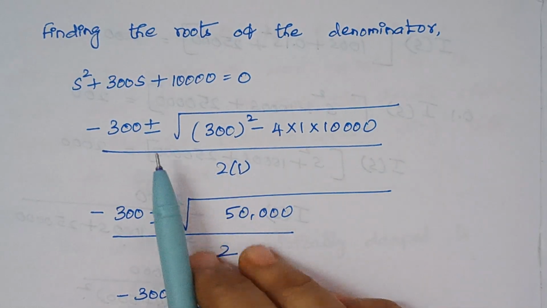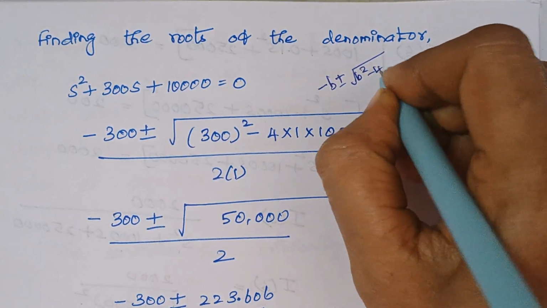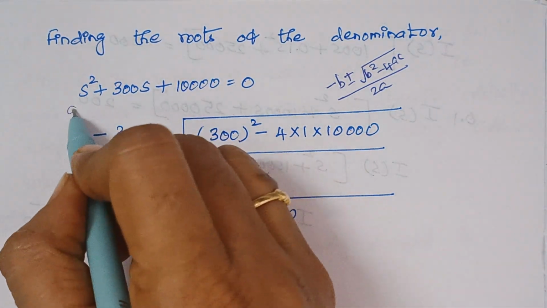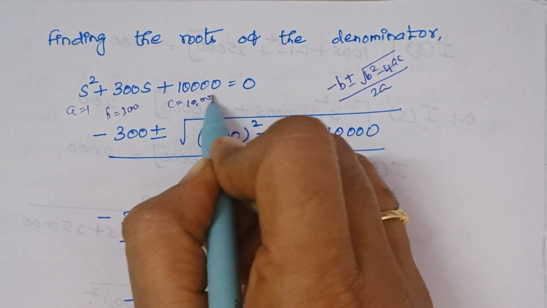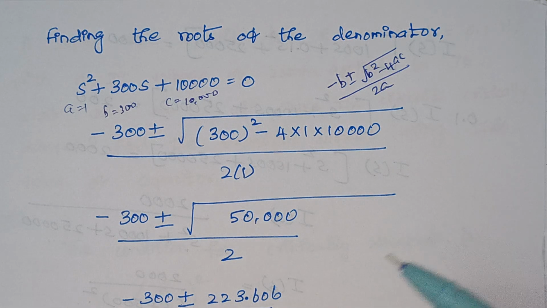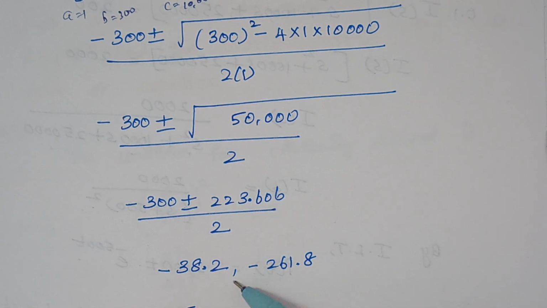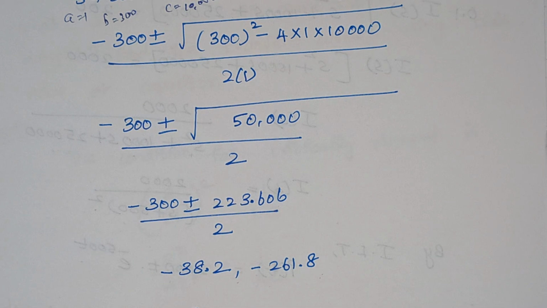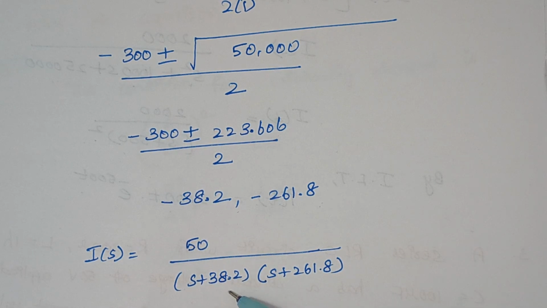So once you substitute the values, the formula is, as you people know, minus b plus or minus root of b square minus 4ac divided by 2a. Here the value of a is 1, the value of b is 300, the value of c is 10,000. Just substitute the values and finally the answer is minus 38.2 and minus 261.8. These are the roots. So when you write the expression, I of s can be written as 50 by s plus 38.2 and s plus 261.8.